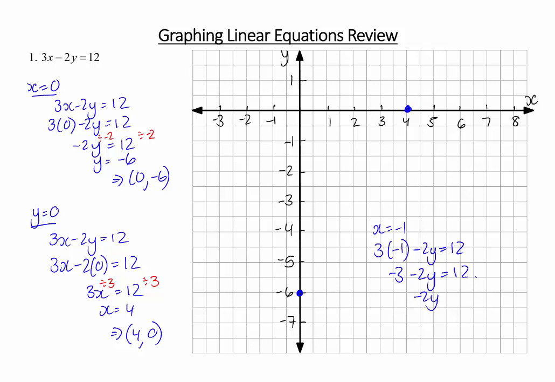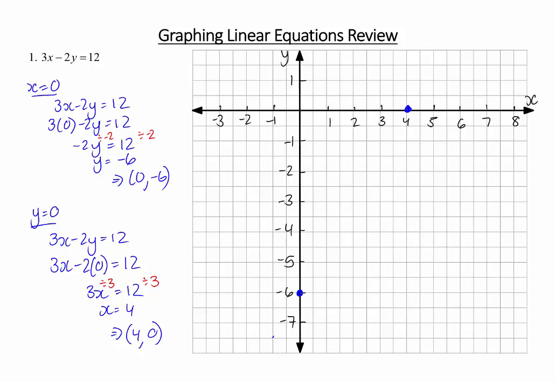So negative 2y, I have to take 3 over, so I add 3 to both sides, 15, so y is negative 7.5. So that will be here. So that's going to help me graph on my screen, but it also gives me a check to make sure that my other 2 points are correct. So just something to get into the habit of doing when you're sketching using the x and y intercept method.